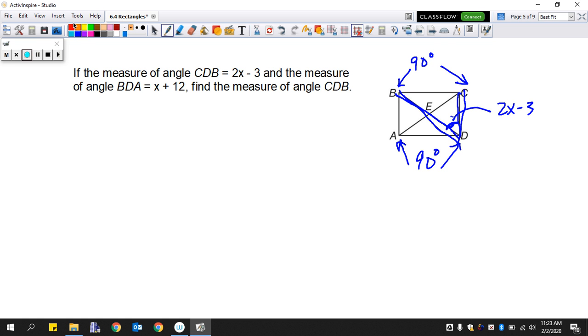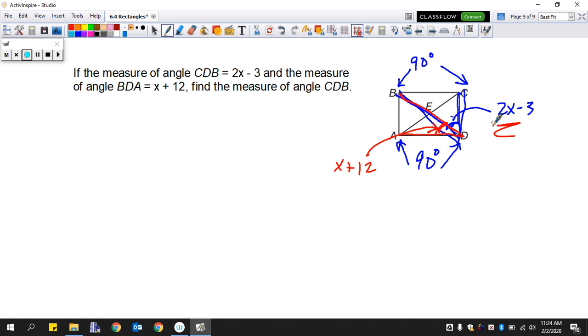And the measure of angle BDA, B to D to A, that's this one, is x plus 12. Okay? That's x plus 12. Find the measure of CDB. So we're going to look at finding the measure of that. Okay. So the only thing really that we know is that both these angles, because they're on the same angle, are going to add up to 90 degrees.